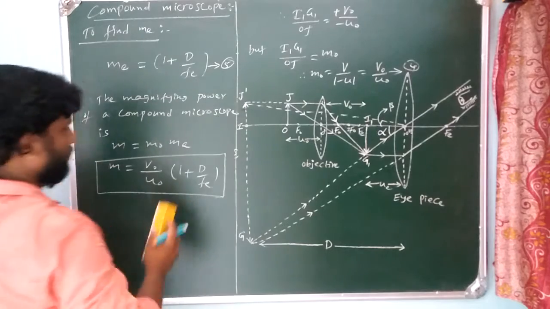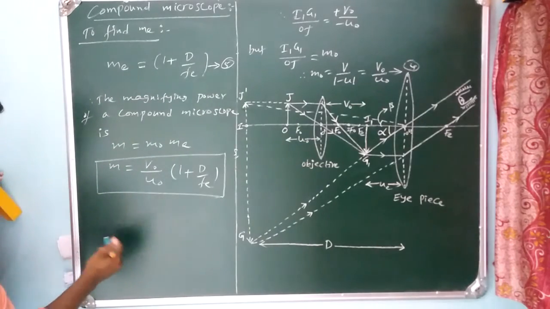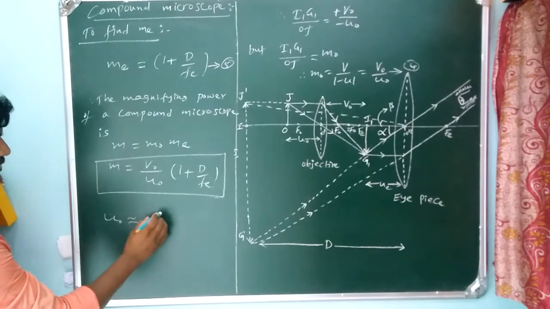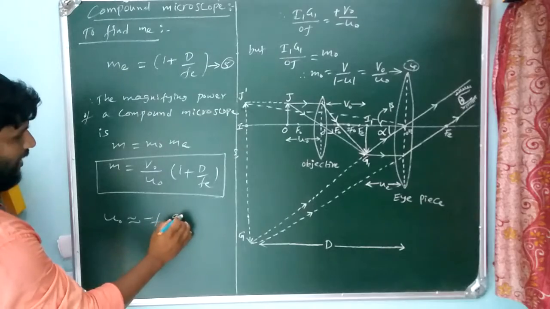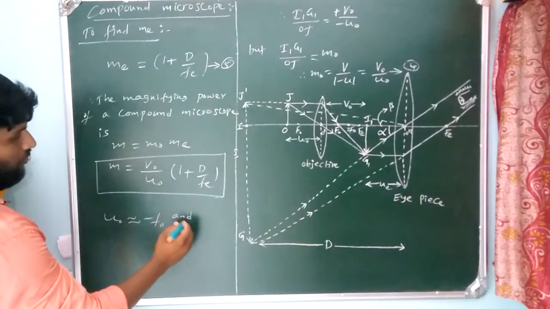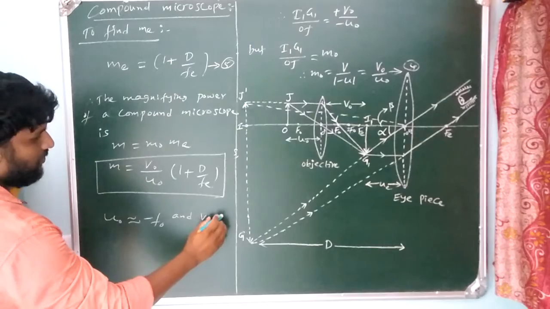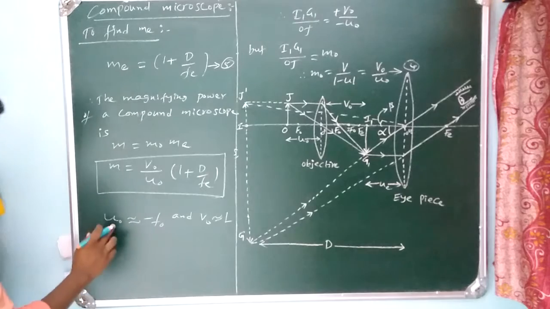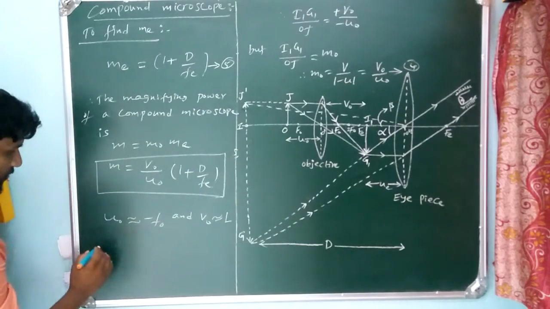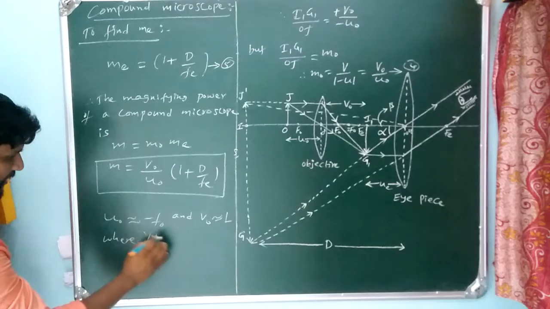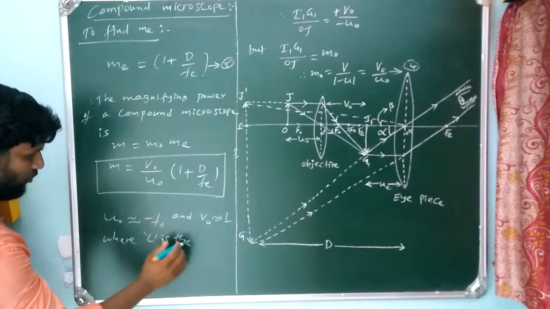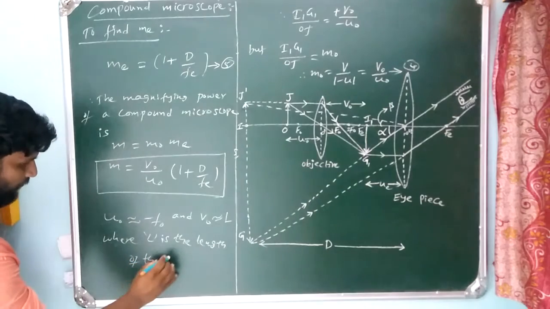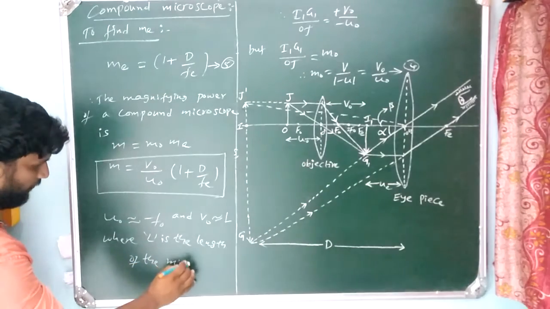Now this can be written by using sign conventions: u naught is approximately equal to minus f naught, and v naught is approximately equal to capital L. Why? Because the object is at the near point. Here capital L is the length of the microscope tube.